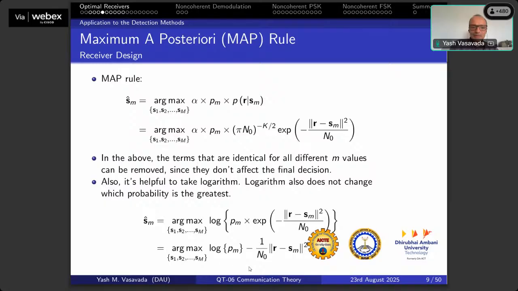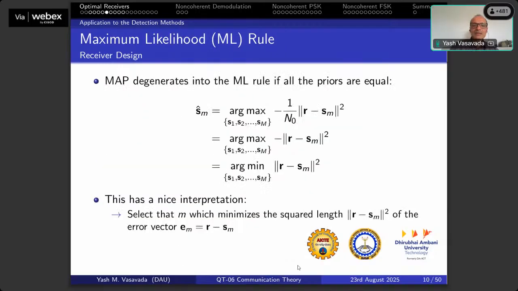If the priors are equal, meaning all of these P of n values are the same, then the MAP rule becomes the same as ML. And then you can ignore this first term. What remains is just the second term. And that basically becomes the minimum Euclidean distance detection, which is what we have already concluded. But here we are saying that that minimum Euclidean distance detection applies whenever R and S M belong to some higher dimensional space.